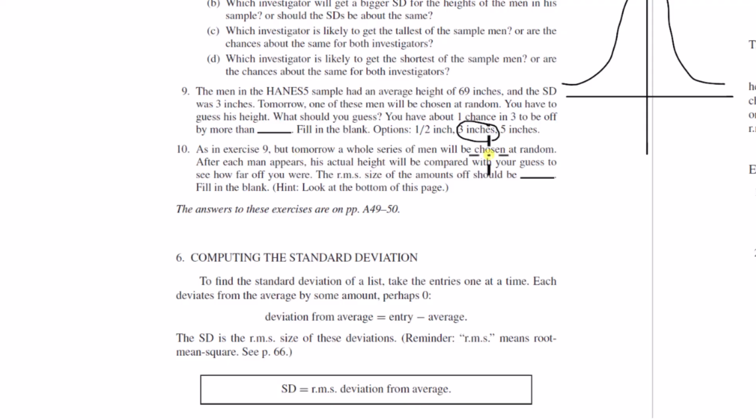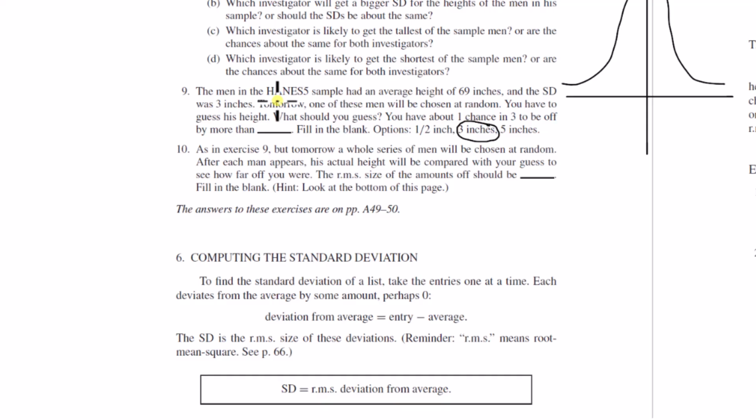Tomorrow a whole series of men will be chosen at random, chosen from the literal list. I want to make that clear. They're not saying you did a sample of men from a population, like a town, and that sample had an average height of 69 inches and a standard deviation of 3. Now you're going to choose a man from the town and try to guess his height. No, that's not what we're doing here. We're going to talk about that idea in a later chapter.